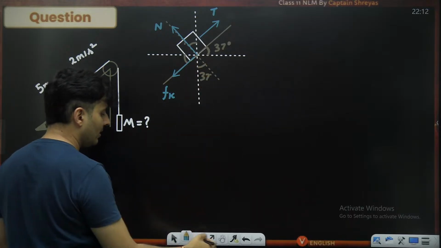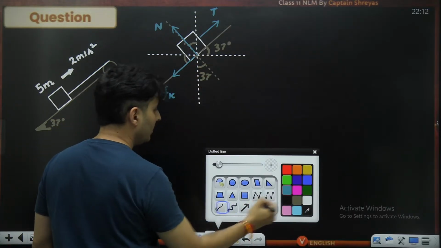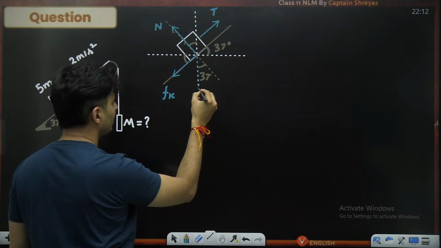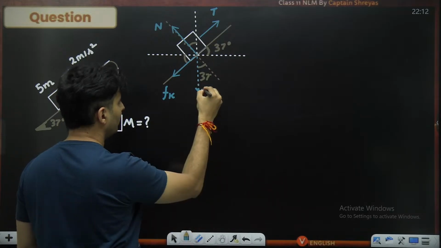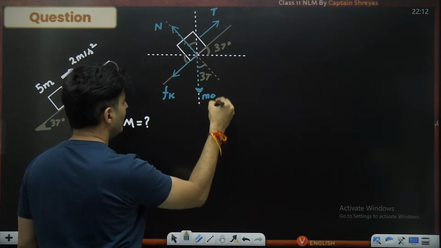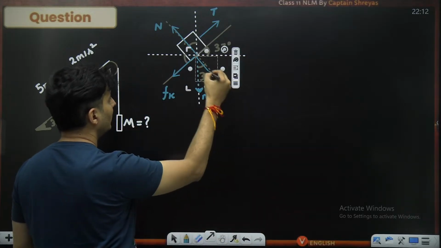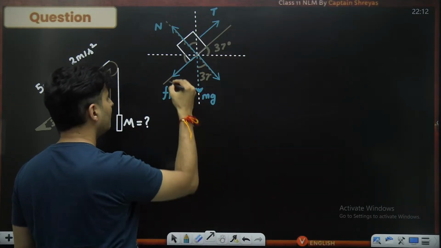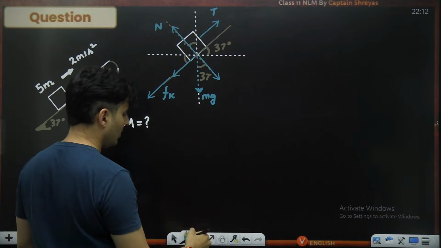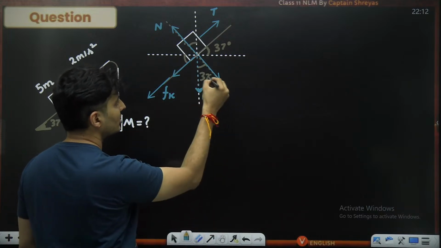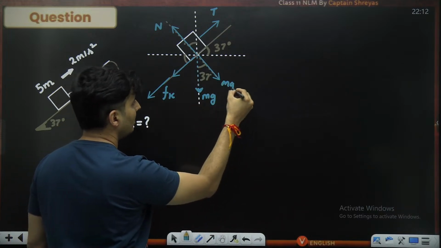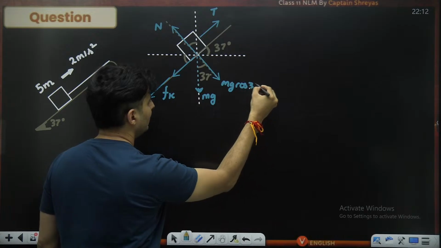Mg will be down, which I have to split up. Do not forget, the mg weight force will be down like this. I'll split it up. So one component will be like this and the other component will be like this. If you ask me how much these components are, this angle is 37, so this will be mg cos 37.